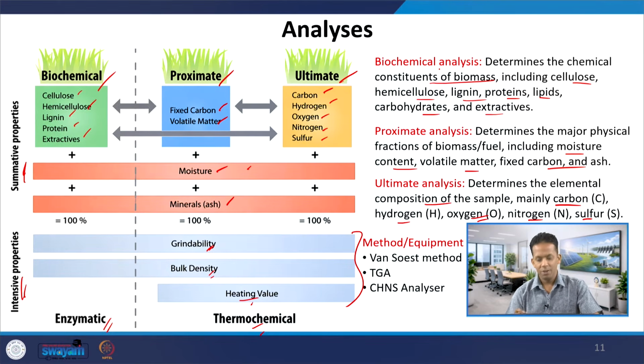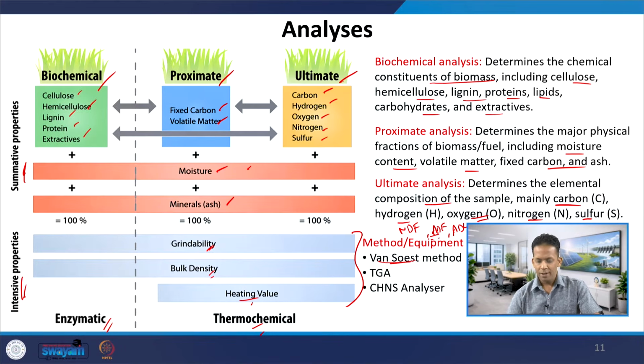So for biochemical analysis, we follow the Van Soest method. Here we follow 3 steps to determine 3 types of fibers: NDF, ADF, and ADL. NDF is neutral detergent fiber. It tells us the total insoluble fiber composition of the biomass, which includes all 3: hemicellulose, cellulose, and lignin.